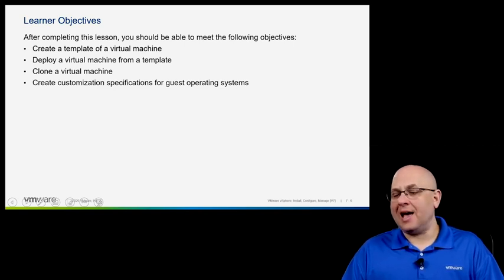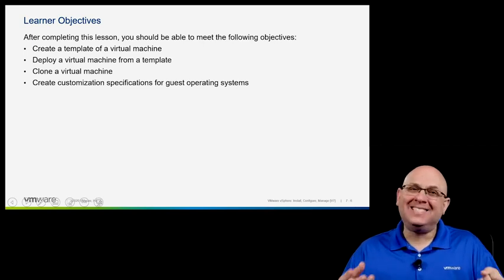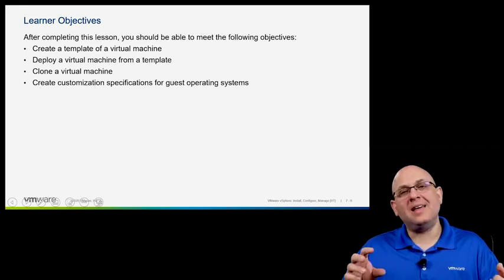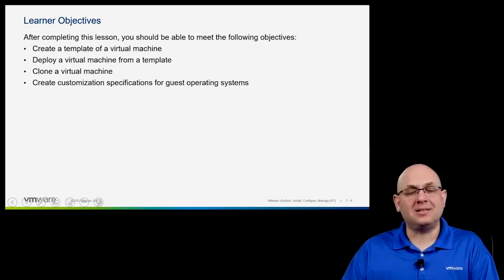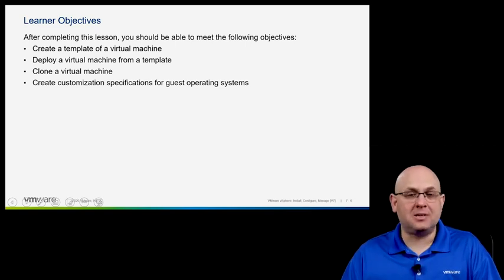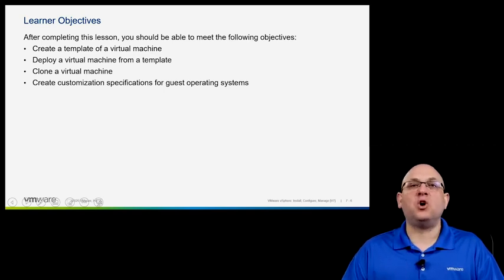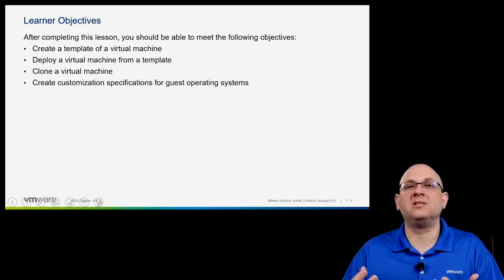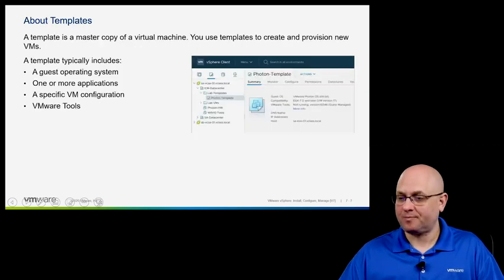Okay? Then we're going to look at creating a custom specification for our guest operating systems so that once our virtual machines have been cloned, being identical to the original, we can then take the newly created clone and customize it by doing things like changing its host name and changing its IP address, and on the Microsoft side, maybe joining the domain and changing the SID and those sorts of things that require virtual machines to be unique from one another.